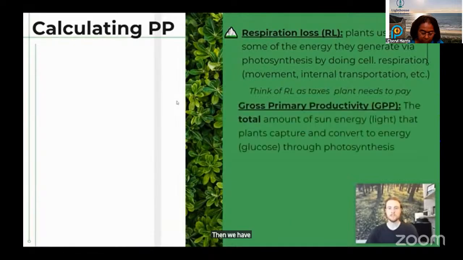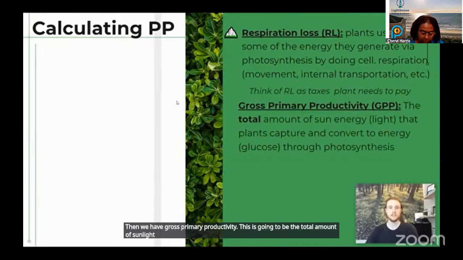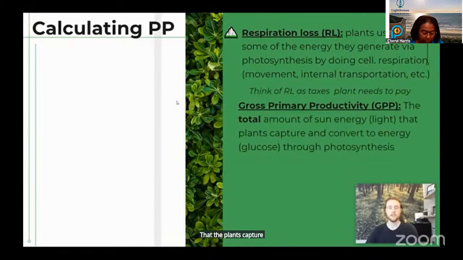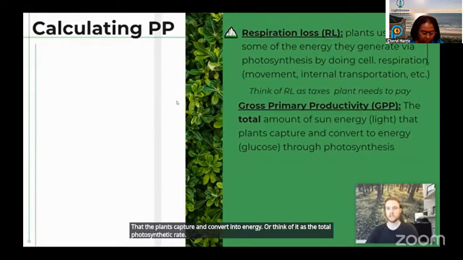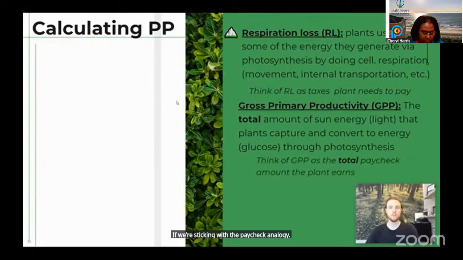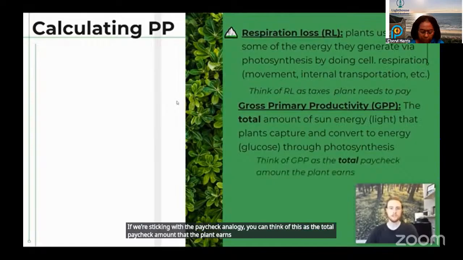Then we have gross primary productivity. This is going to be the total amount of sunlight that the plants capture and convert into energy. Or think of it as the total photosynthetic rate. If we're sticking with the paycheck analogy, you can think of this as the total paycheck amount that the plant earns by doing the work of photosynthesis.